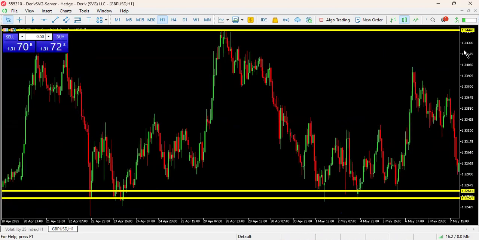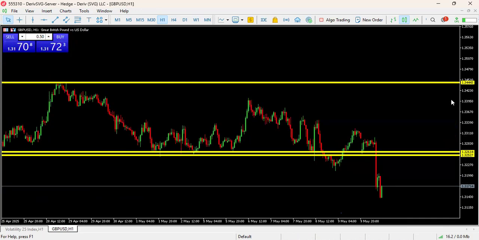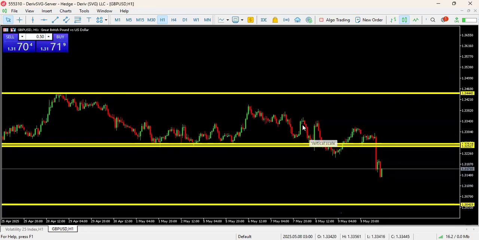Remember that a support can also become resistance. What do I mean? When price, this is the support now. If it breaks out of this level, if you come back here, it could still be a resistance. So price may likely come back here to test this zone as resistance.